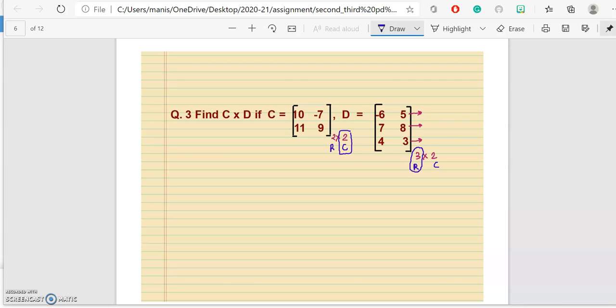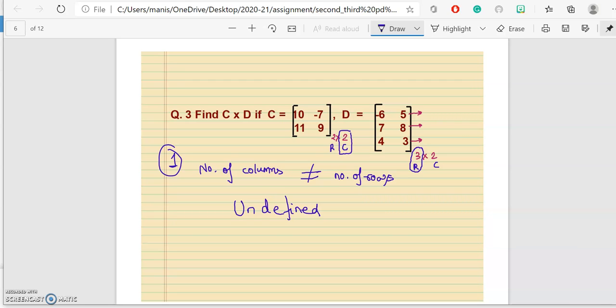Now in this case we came to know what? That number of columns of first matrix is not equal to number of rows of second matrix. You see, this is 3, this is 2, this is 3. So in this case you will write over here matrix multiplication is what? Undefined. Always remember, that's why I'm telling you, always perform this test. Number of columns of first matrix is equal to number of rows of second matrix. So if you come across this, it's not possible.